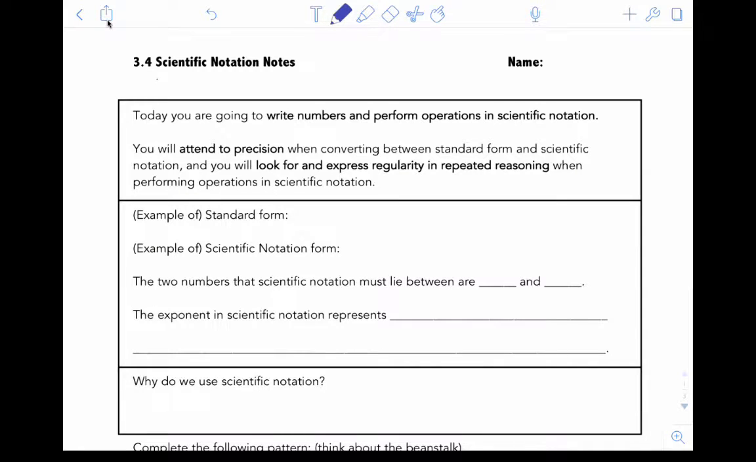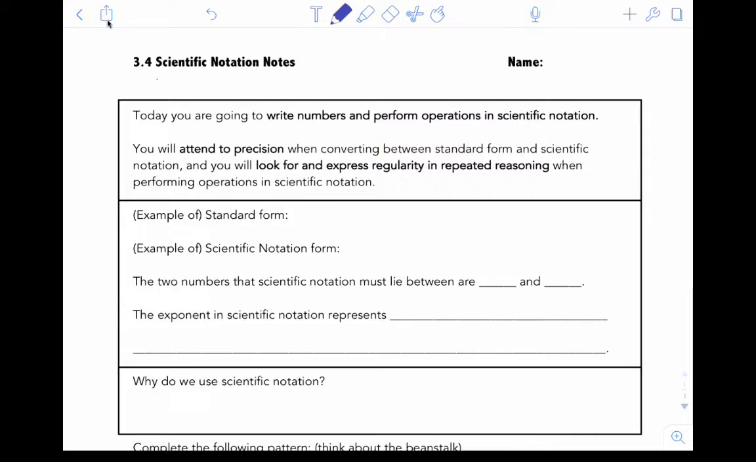Today we're going to write numbers and perform operations in scientific notation. So when we're doing this, you're going to attend to precision when you convert between standard form and scientific notation, and you will also look for and express regularity in repeated reasoning. So you're going to see patterns, you're going to see structure when performing operations in scientific notation.